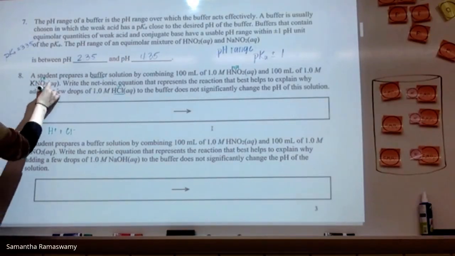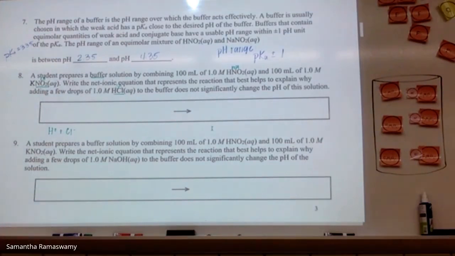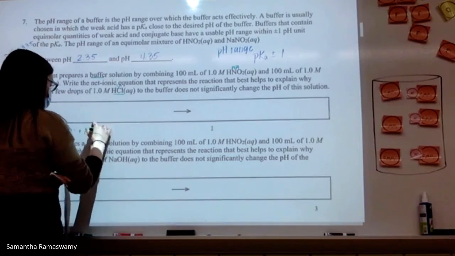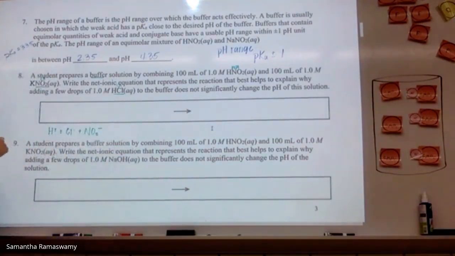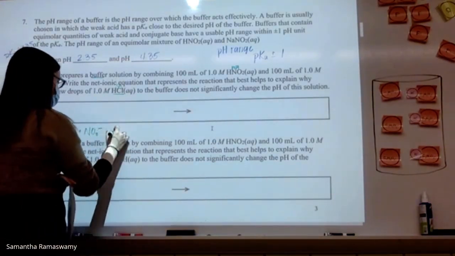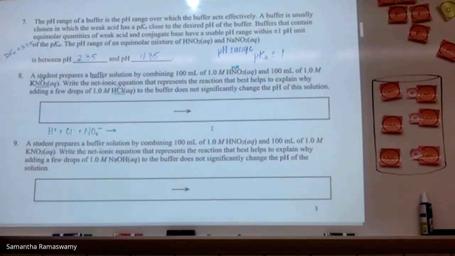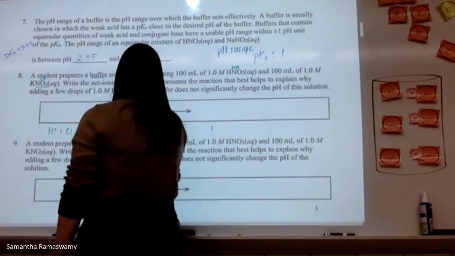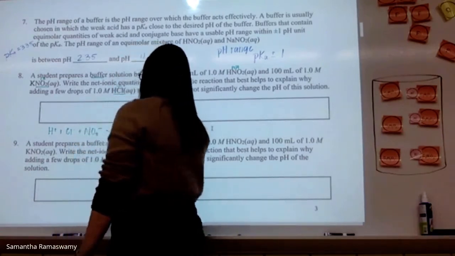Basic part. Because the point of having both parts of a buffer is so that it can neutralize acid or base. So if we have H plus Cl minus, the basic part of the buffer, NO2 minus, is going to work to neutralize. Neutralize means you add an acid plus a base. Well, think about what a base does. A base accepts a proton. So NO2 minus is going to accept a proton and become HNO2.